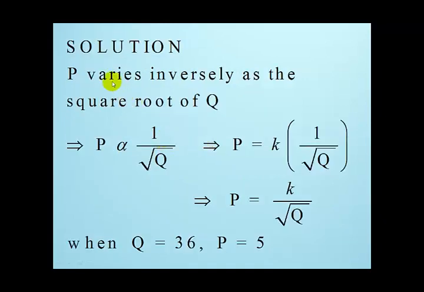From the question, p varies inversely as the square root of q. This implies that p varies as 1 over the square root of q. That's an inverse variation. When we introduce the constant of proportionality k, we have to change our variation sign to equal to. And so p equals k times 1 over the root of q. k times 1 equals k. So p is now equal to k over the root of q.